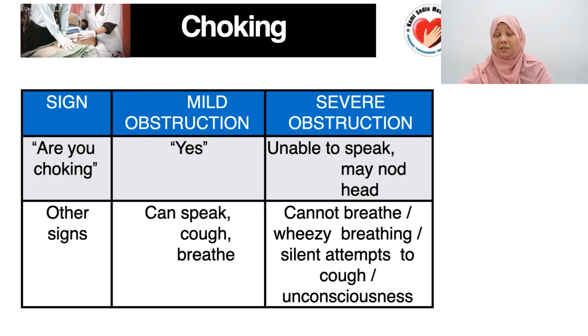But what about severe obstruction? In severe obstruction, a person will be unable to speak, but they may be able to nod the head. Other signs can be that the person will be unable to breathe, there'll be noisy breathing or silent attempts to cough, and subsequently, it'll progress to unconsciousness.